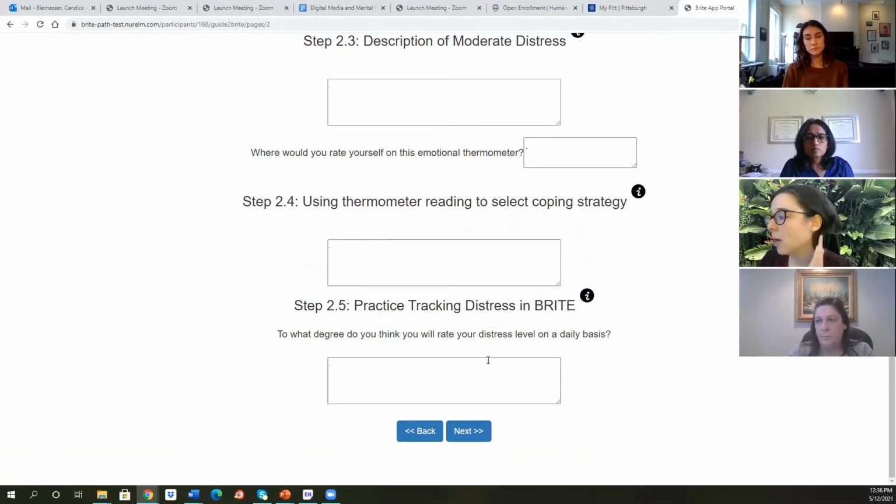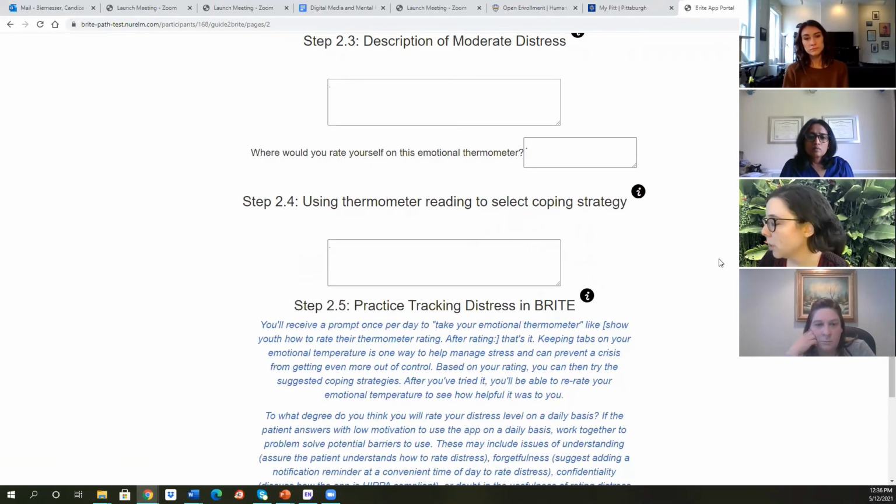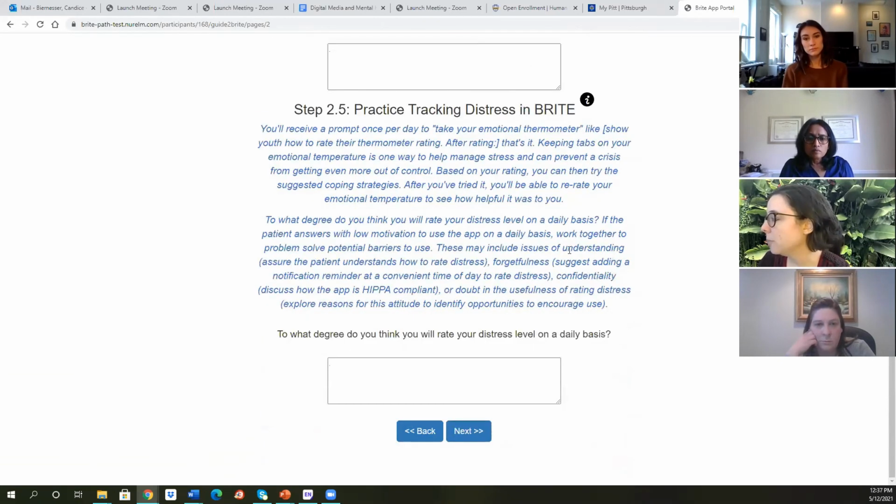And this last part is really about problem-solving barriers. So to what degree do you think you actually will rate your distress on a daily basis? Specifically on this one, this is something that you could read through a little bit in advance if you want, just to understand what some of the other barriers we've already encountered are, and ways that we might approach those, which is some of the things I already talked about during the presentation about the reminders and so forth.